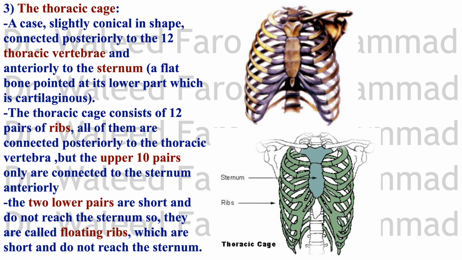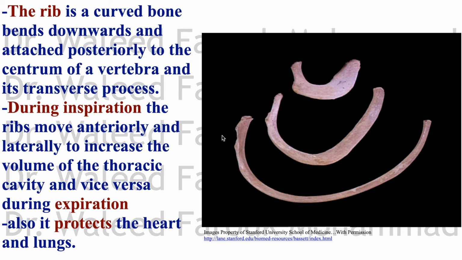So it's a very dangerous area actually if there is injury at this side, because of the floating ribs, these two floating ribs, rib number 11 and rib number 12. They do not reach the sternum. Now to study individual ribs, you're not supposed to know the exact rib, but they differ in shape and size. They get bigger as you go down, except of course for the floating ribs.